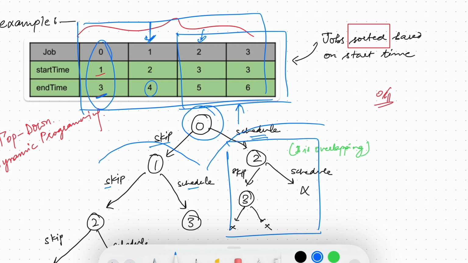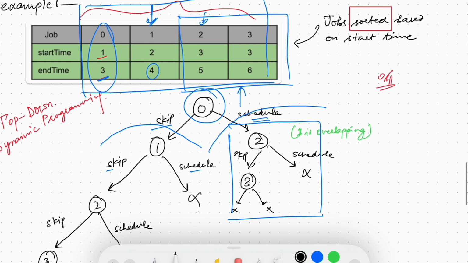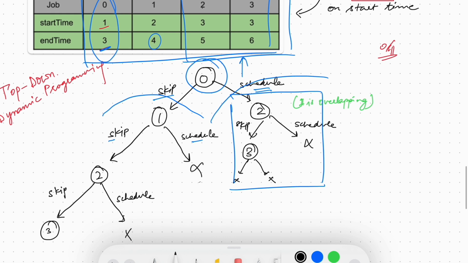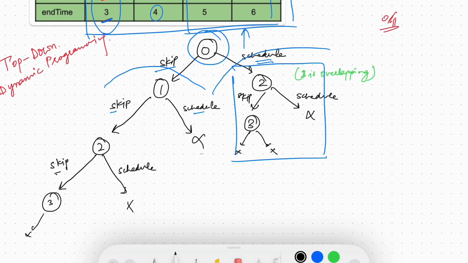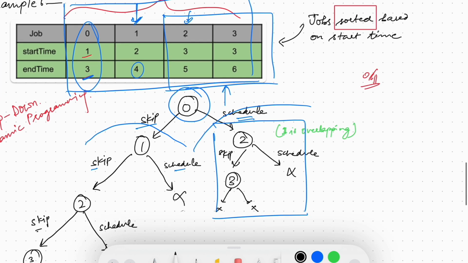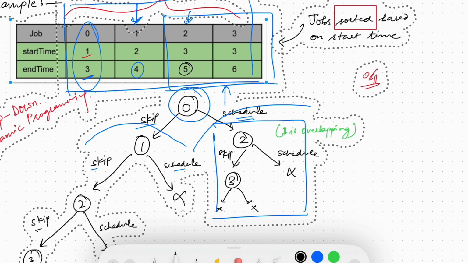It means we cannot start any job, and I think we have to erase this. There is no call from here. No call if we consider the first job. If we skip the first job, we have two possibilities: either consider the second job or skip the second job as well. If we skip the second job, we can easily consider the third job. If we consider the second job, it is ending at 5, so we cannot make any further call consideration of any job.